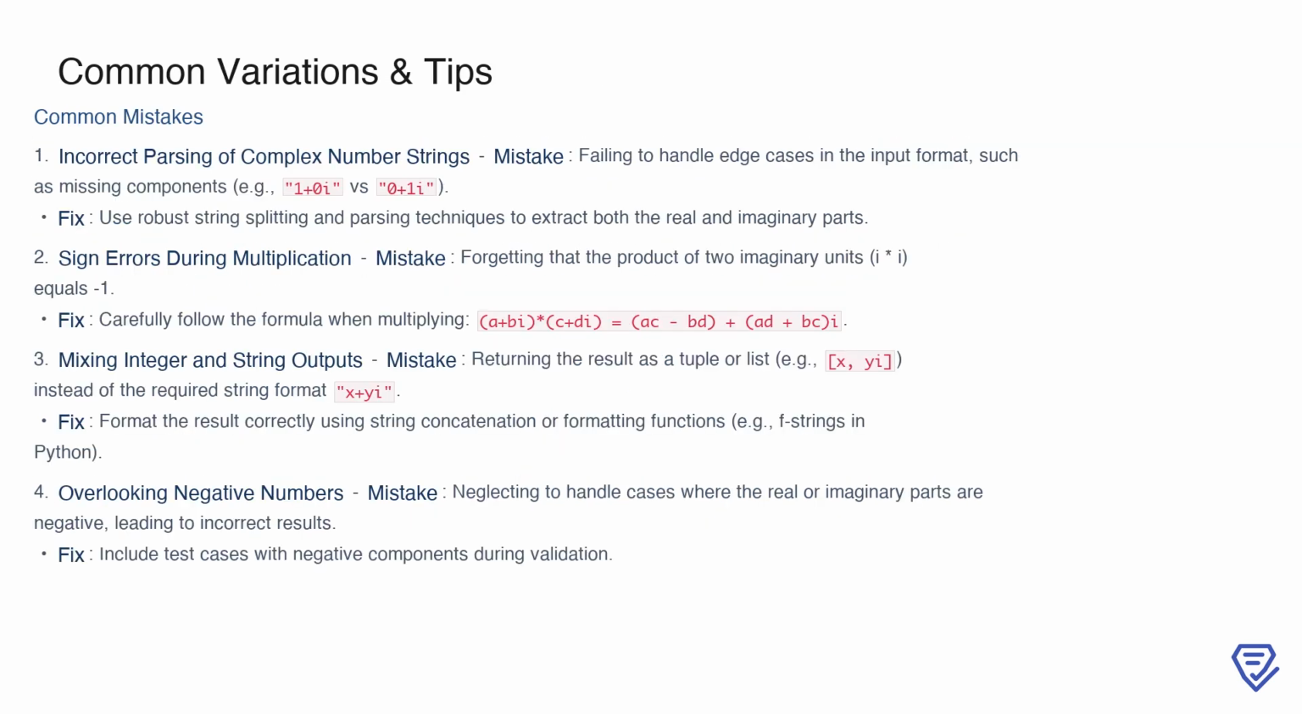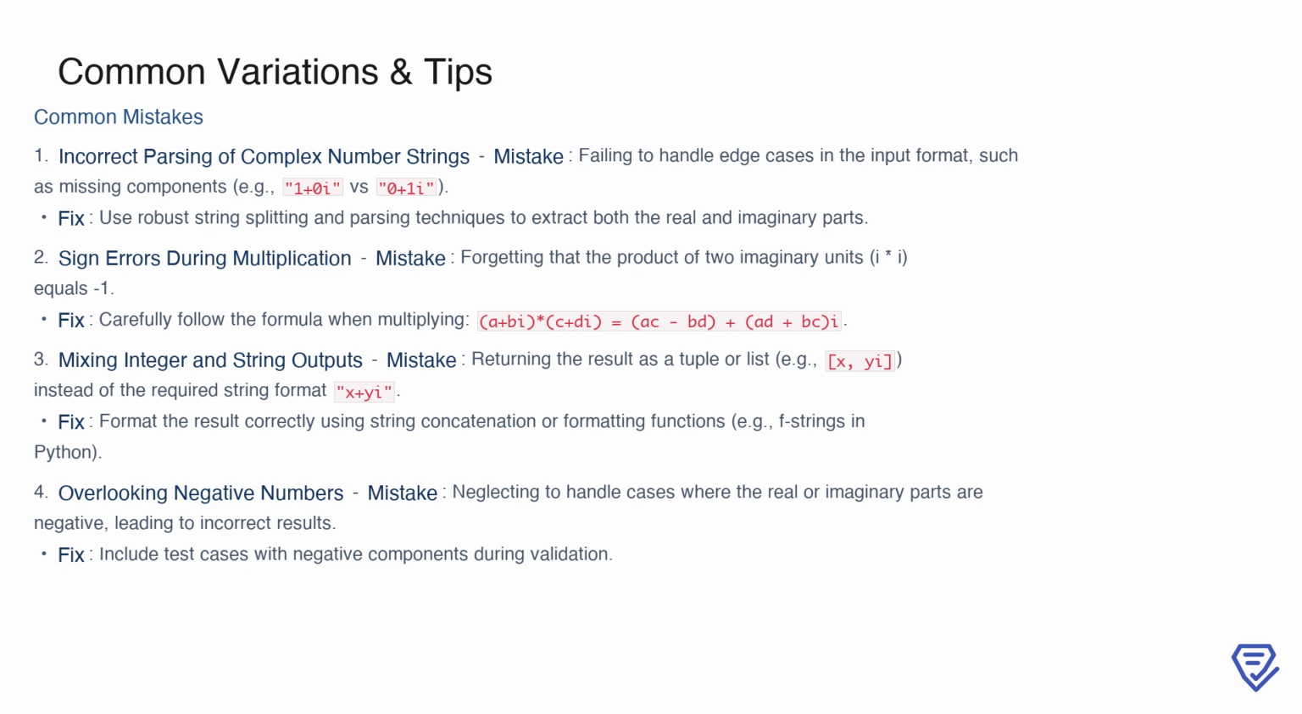When solving this problem, there are several common mistakes to watch out for. First, incorrect parsing of complex number strings can lead to issues, especially when handling edge cases like 1 plus 0i versus 0 plus 1i. To avoid this, ensure you use robust string splitting and parsing techniques to reliably extract both the real and imaginary components.